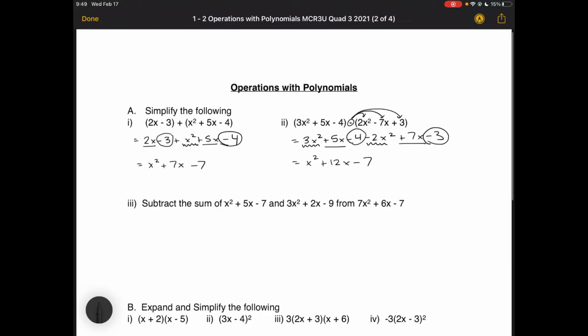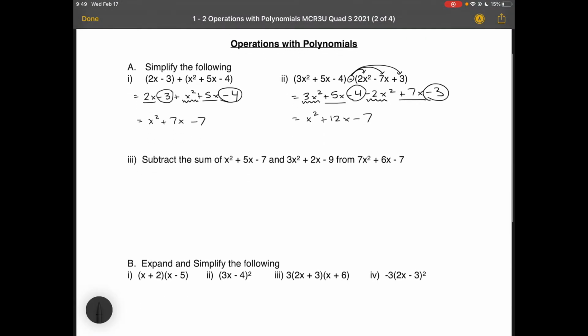My third example in part A is more of a word problem. Now I'm asking you to subtract the sum of these two polynomials from a third polynomial here. So what I need to do is to translate that into an equation. So I know I'm subtracting from this polynomial, so this is where I'm going to start.